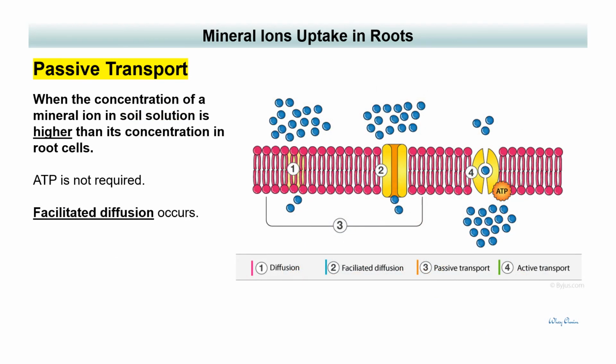However, the mineral ions can be transported from the soil solution into the root cell by passive transport when the concentration is higher in the soil solution. And this can occur when they involve the usage of fertilizers. Since mineral ions are hydrophilic molecules, the transportation involved is facilitated diffusion, which is a process that does not require ATP.